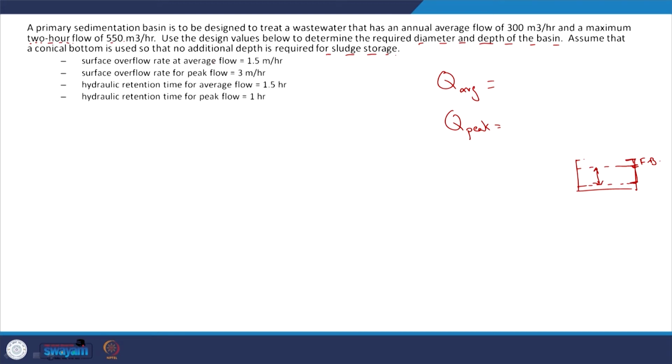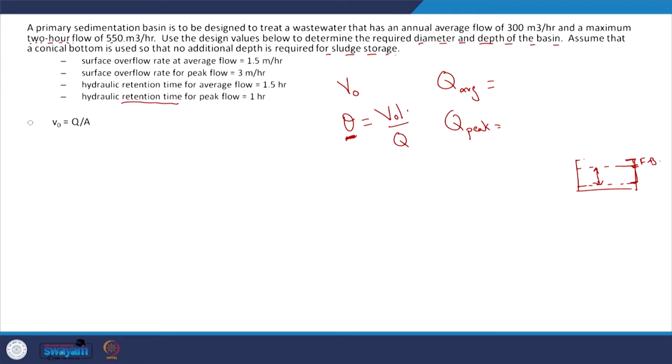What do we have? We have the surface overflow rate, V naught, and we have the hydraulic retention time, theta, equal to volume by flow, V by Q. So what does this tell me? This tells me the time that this particular water or particle will spend in this reactor. Hydraulic retention time is for how long the particle is being retained in the relevant reactor. So again, it's pretty straightforward.